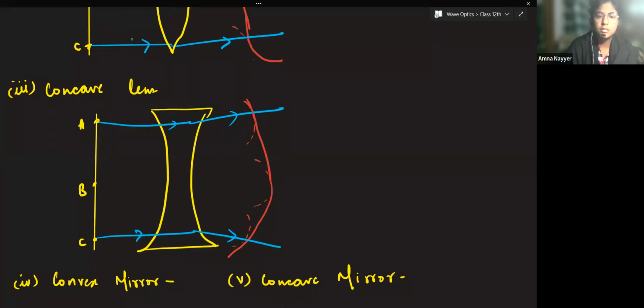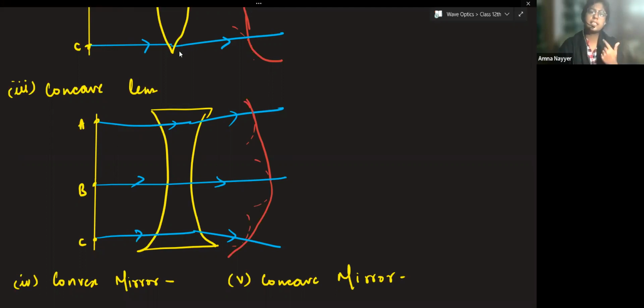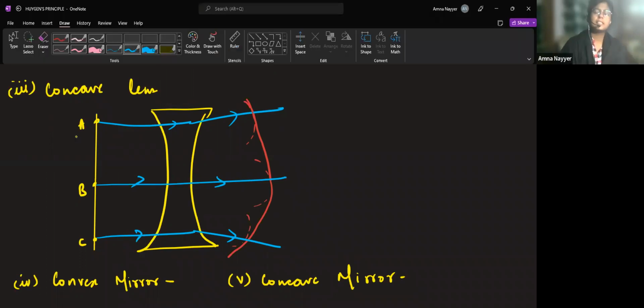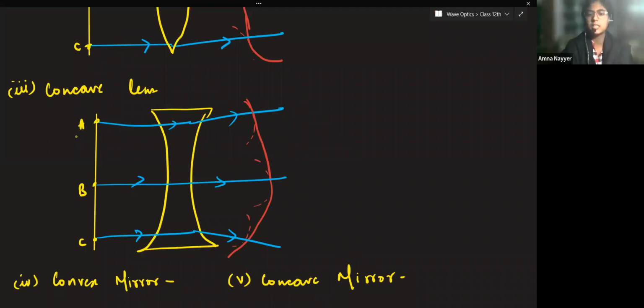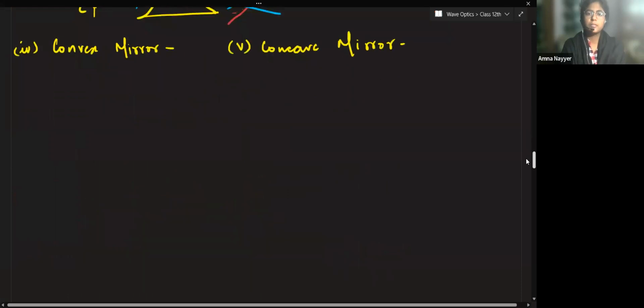If you drop a perpendicular, automatically you will see that these rays are diverging. So this is the path for a concave lens. Prism we had seen, convex lens we had seen, concave lens we have seen. Now two are left, concave mirror and convex mirror.